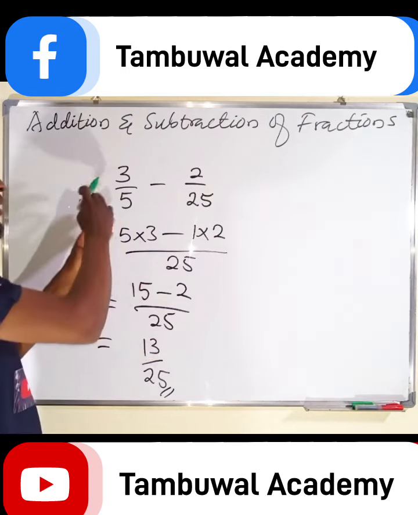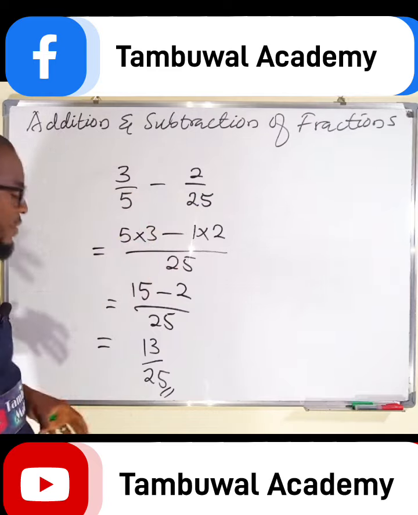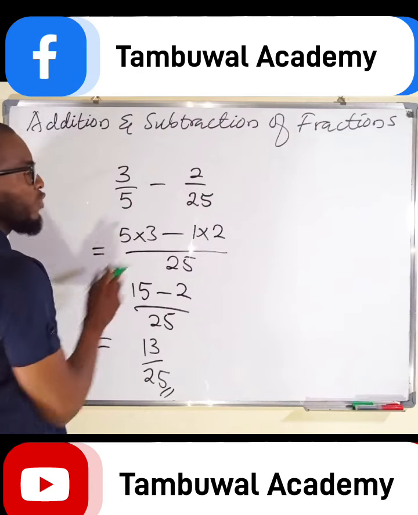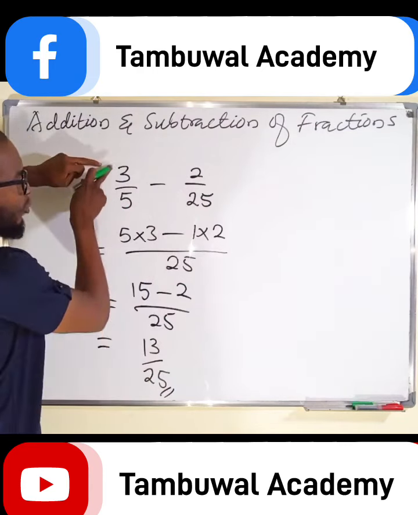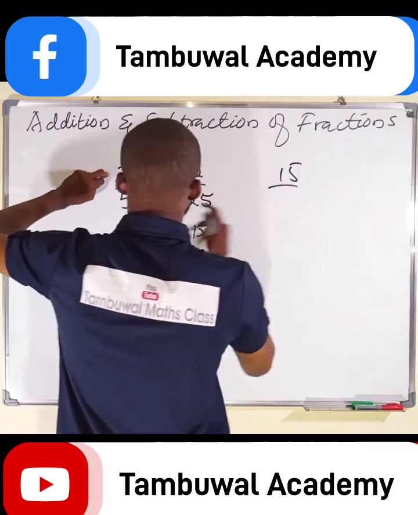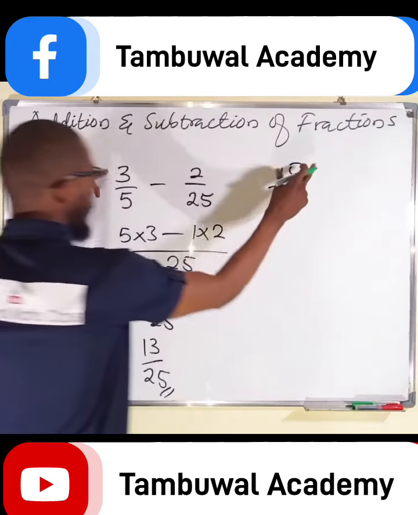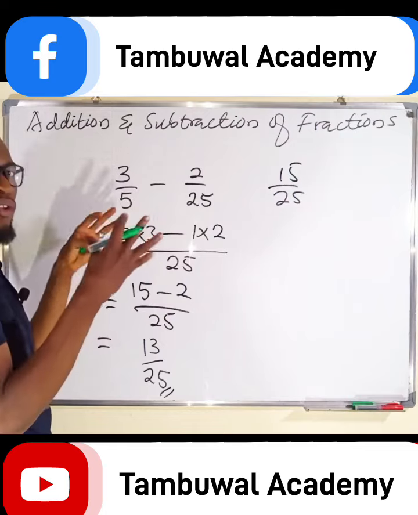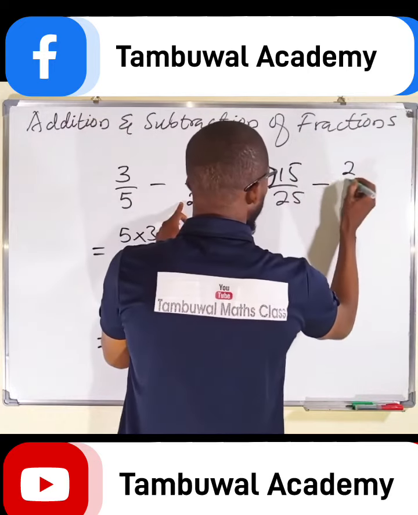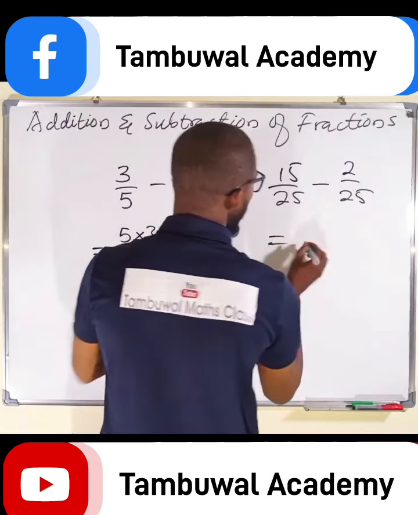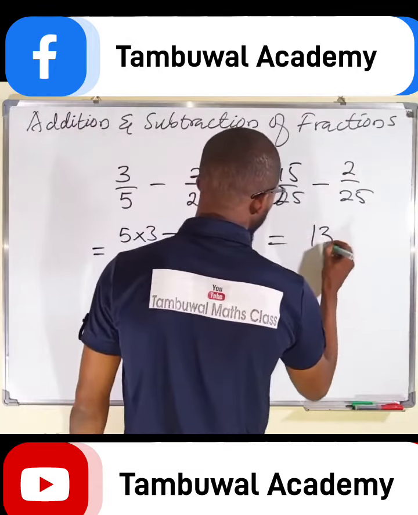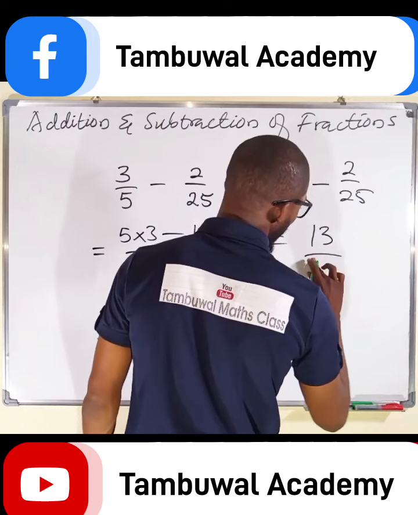Using the other method by transforming their denominators to be exactly the same, we know if we multiply this by 5, we shall obtain 25. We have to multiply the numerator by that 5 as well. 5 times 3 is 15, over 5 times 5 is 25. So 15 over 25 and 3 over 5, they are equivalent. We subtract. This is already 25, so we leave it that way. 15 minus 2, because they have the same denominator, we have 13 over the common denominator 25.